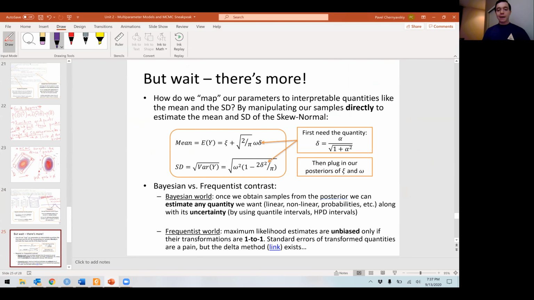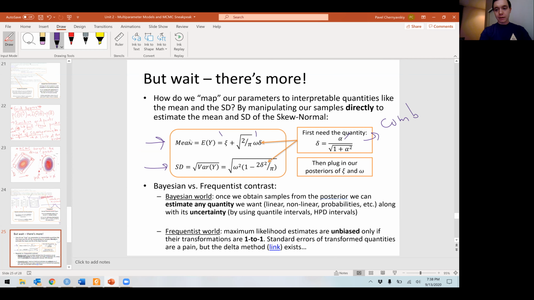So, file this under the power of Bayesian. We have a full distribution of C. We have a full distribution of omega. We have a full distribution of alpha. I can now programmatically compute the full distribution of my mean and standard deviation by simply using the samples of C, omega, and alpha, combine the mean sample by sample.